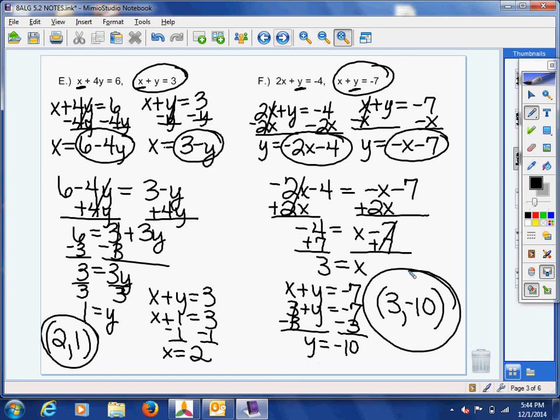And there you go. So I've done 6 of these with you. Hopefully I've made perfect sense and you like this strategy. It beats the heck out of graphing every day of the week.